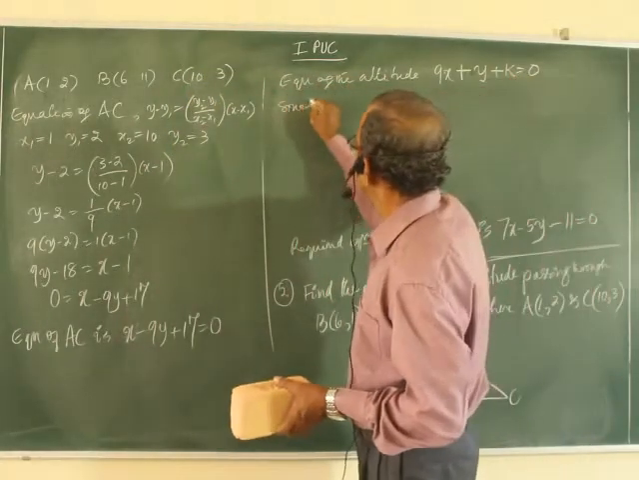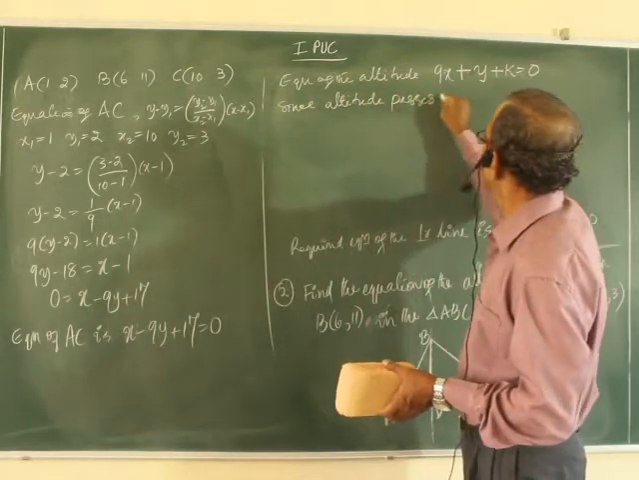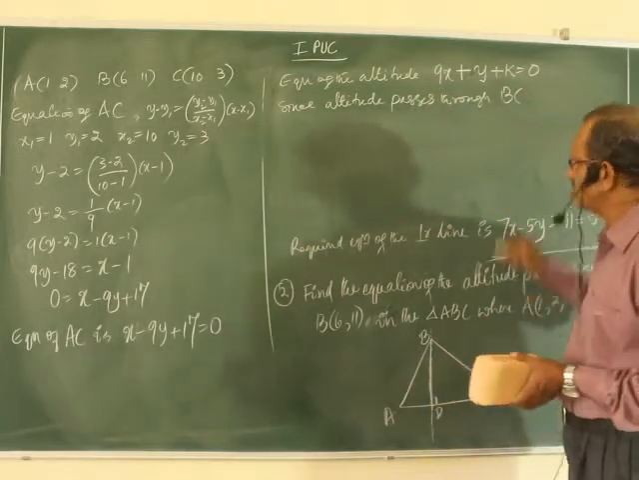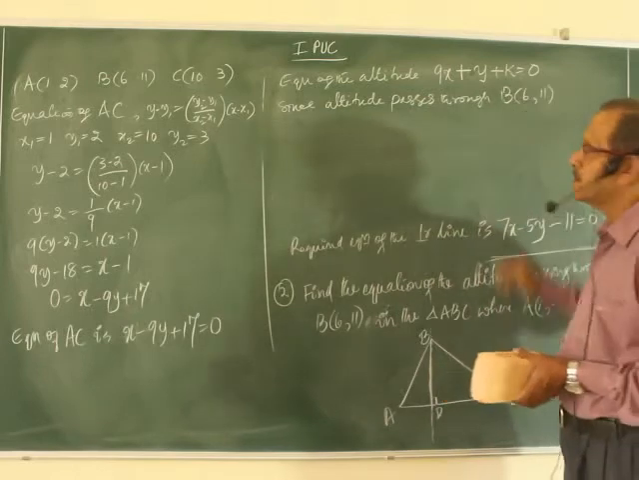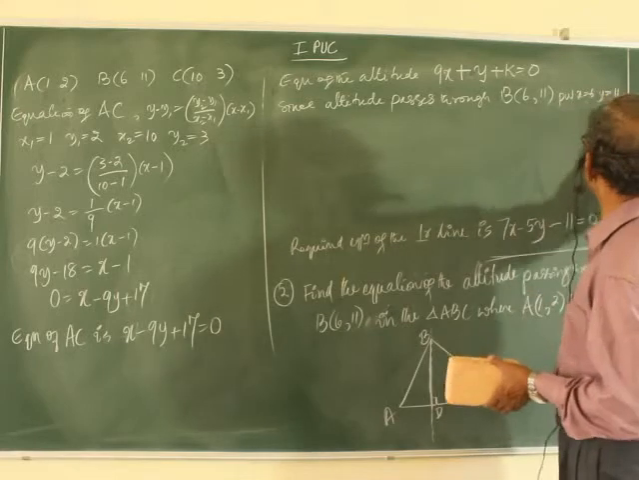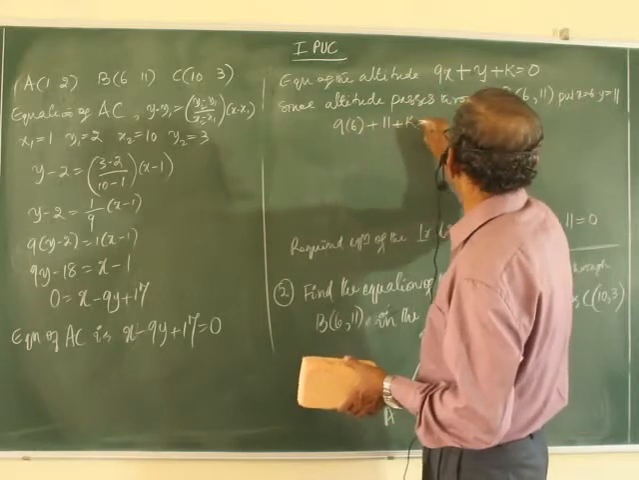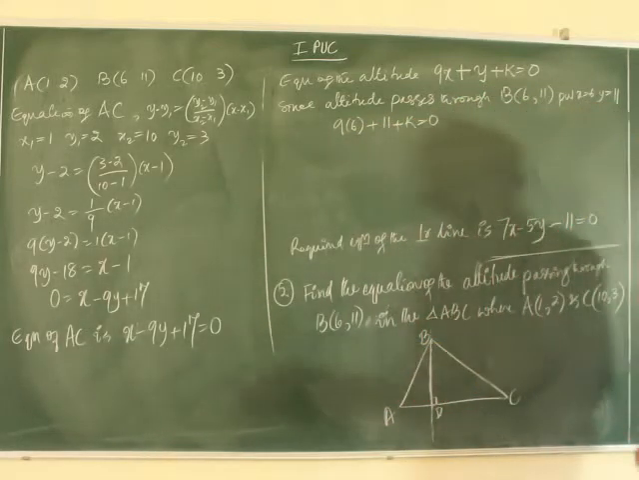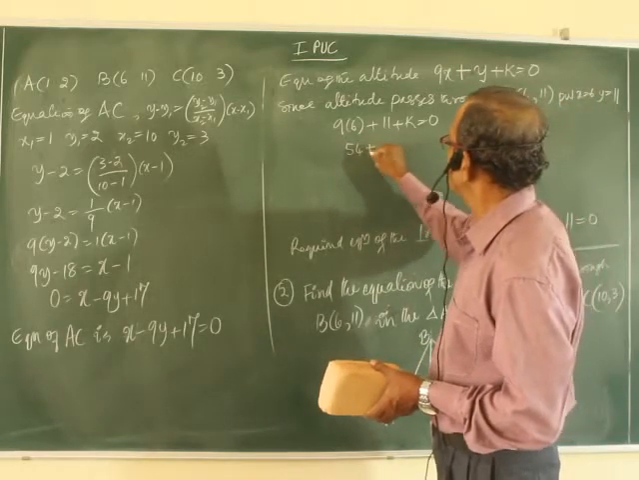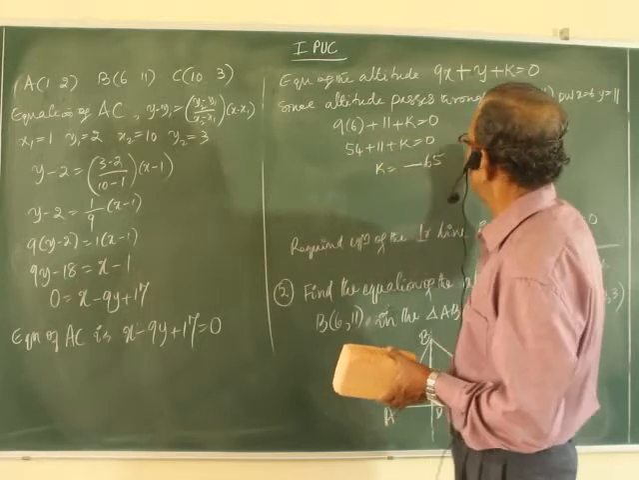Since the altitude passes through B, coordinate of B (6, 11), put x equal to 6, y equal to 11. 9 into 6 plus 11 plus k equal to 0. 54 plus 11 plus k equals 0, or k equal to minus 65.